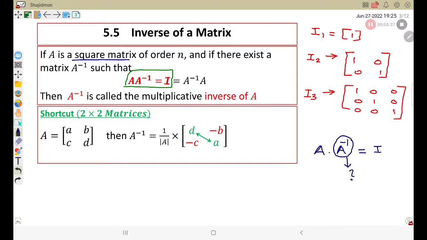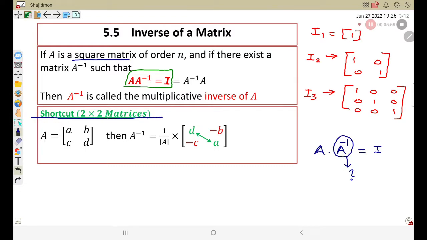So first we are considering A as a 2 by 2 matrix. How can we find the inverse of a 2 by 2 matrix? After that, one or two examples we will discuss on how to find the inverse of a 3 by 3 matrix. Okay, so here first we are doing the shortcut method for the 2 by 2 matrix inverse. How to find the inverse of a 2 by 2 matrix?